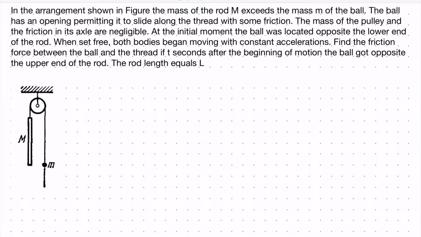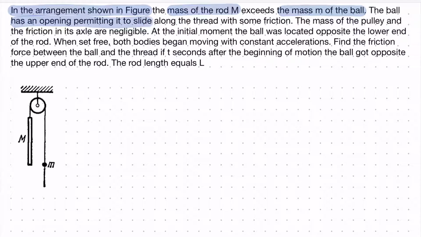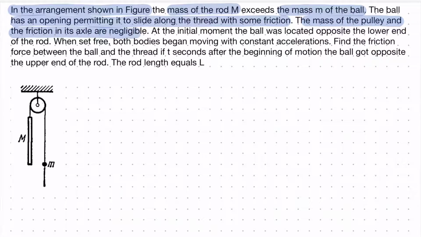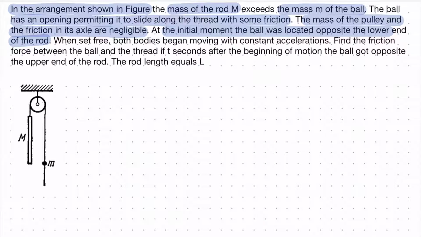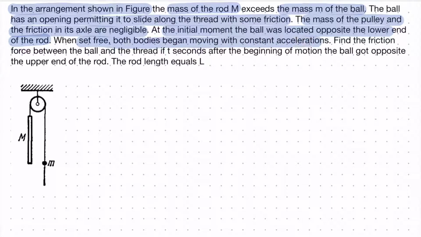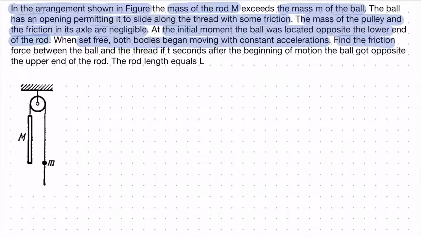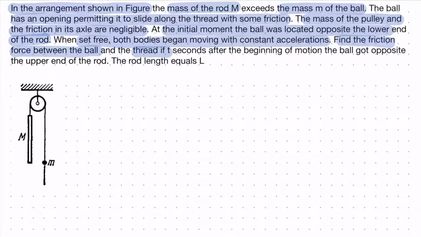Let's see this case. In the arrangement shown in the figure, the mass of rod M exceeds the mass m of the ball. The ball has an opening permitting it to slide along the thread with some friction. The mass of the pulley and the friction in its axle are negligible. At the initial moment, the ball was located at the opposite lower end of the rod. When set free, both the bodies move with constant accelerations. Find the friction between the ball and the thread.